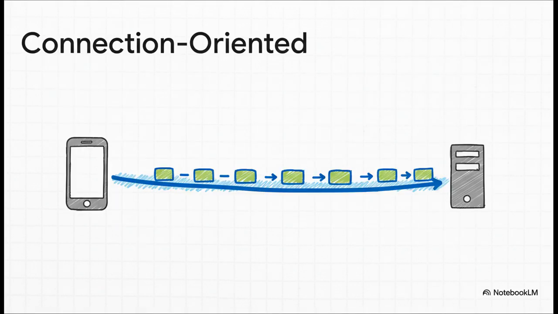Now, on the other hand, you've got the phone call method. This one is all about preparation. Before any data is sent, the network establishes a dedicated path from start to finish, kind of like dialing a number and waiting for someone to pick up. This path is called a virtual circuit, and once it's set, every single packet follows that exact same route, which guarantees they all arrive in the right order.